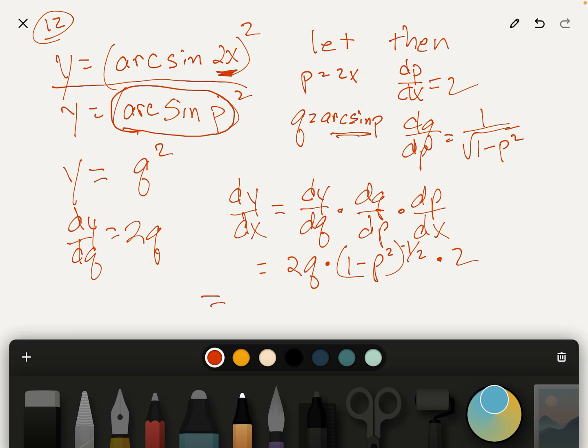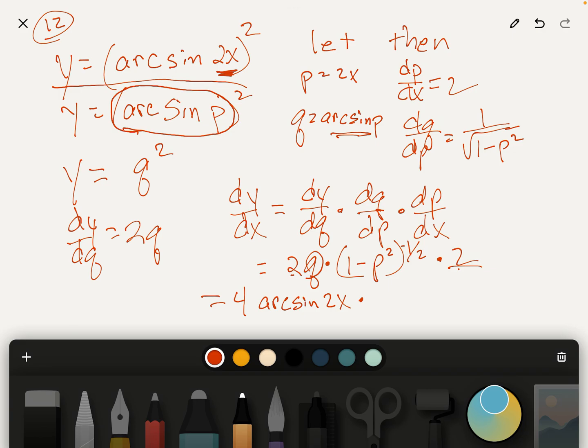All right, so simplifying, we can multiply this 2 by this 2, so we're going to have 4q. What's q? Q is the arcsine of p. But wait a minute, what's p? Well, p is just 2x. So that's easy. And that is dq dp in terms of x. And then we multiply that by dp dx. So we already did that. That's 2.